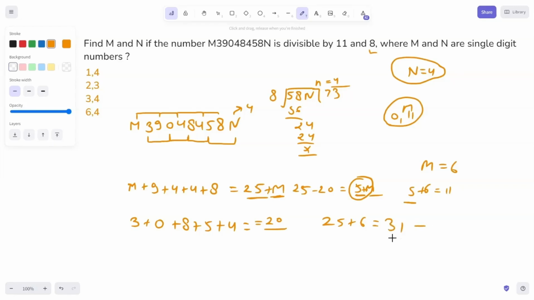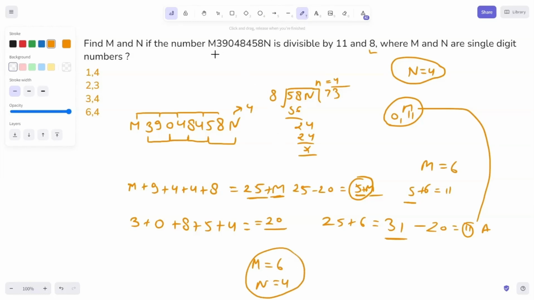And if I subtract, the difference 31 minus 20 equals 11, and it is a multiple of 11. So we can say that if we write the value of m as 6 and n as 4, this complete number will be divisible by 11 and 8 both. So the fourth option, 6 and 4, is the correct option.